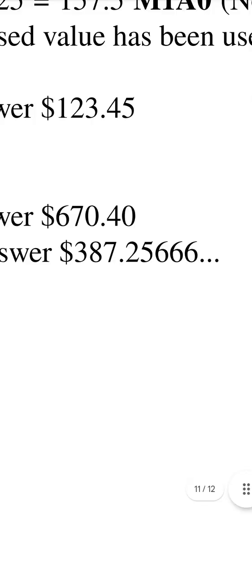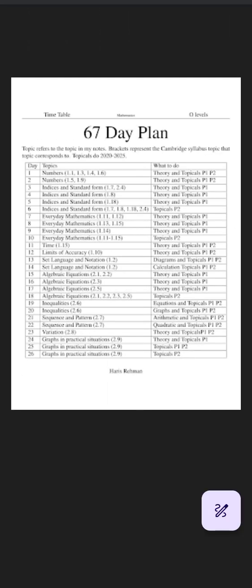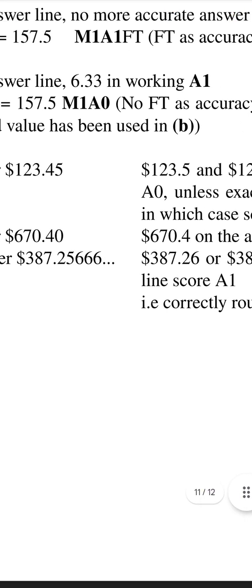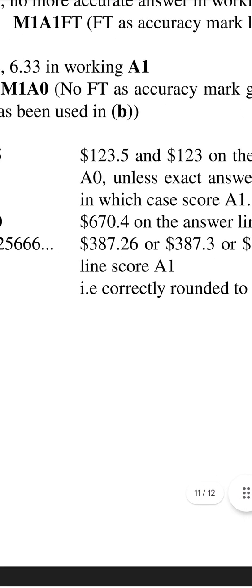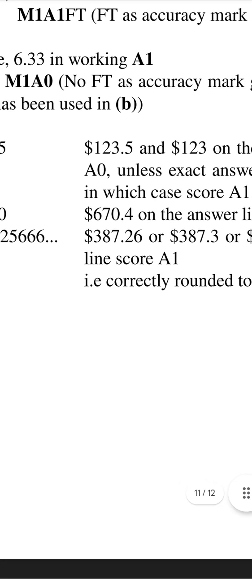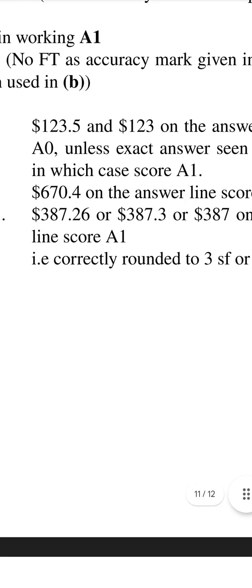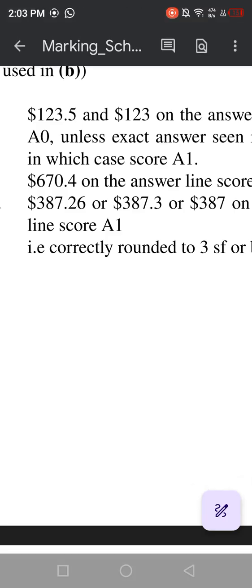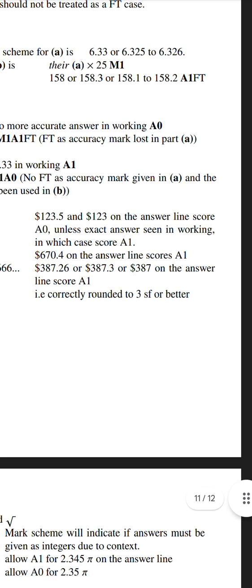So if the answer is an awkward number, like a repeating fraction, and on the answer line you still round it, giving your answer to 2 dp or to some accuracy, then it'll score A1, that is, correctly rounded to 3SF or better.